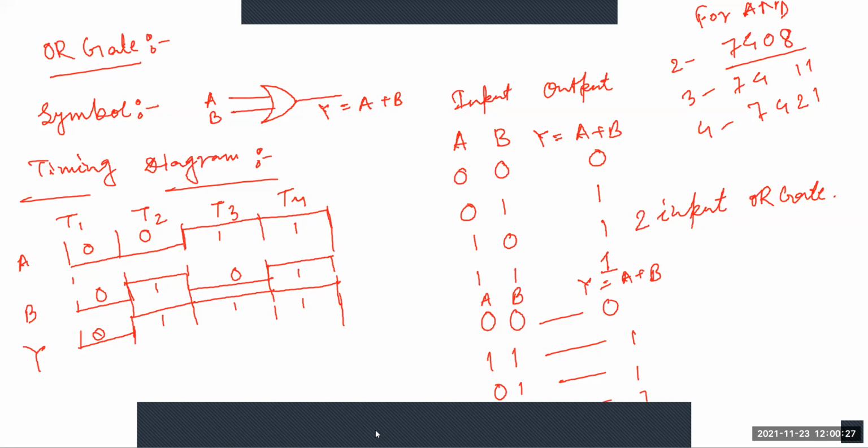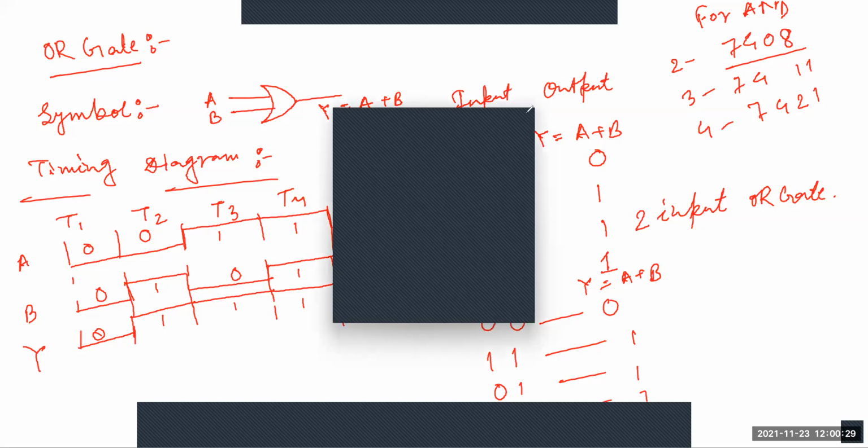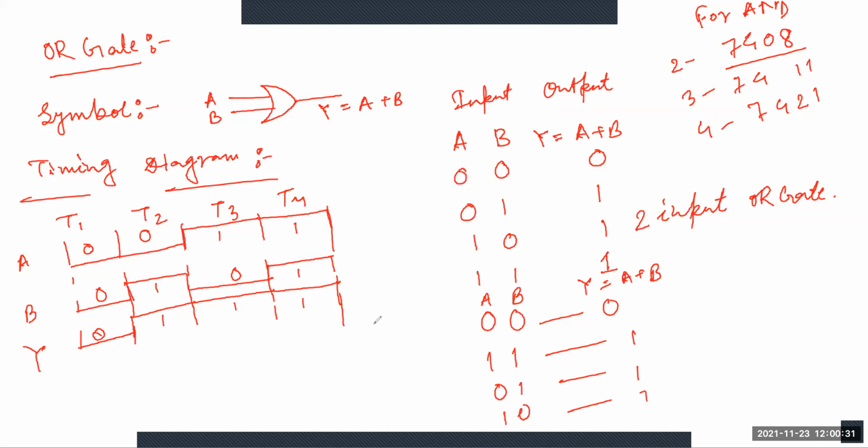I think all of you have given. So next is the IC number for the OR gate, that is 7432. Next is the basic gate, that is the NOT gate.